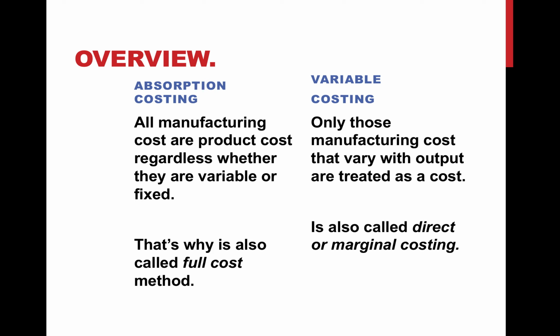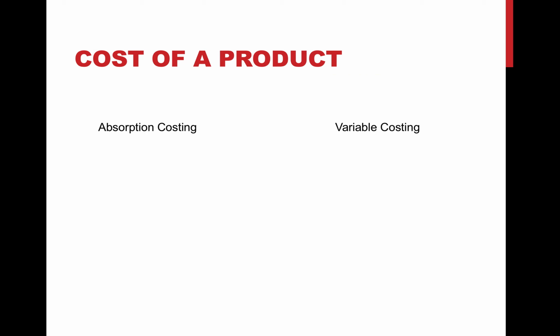Under variable costing, only those manufacturing costs that vary with output are treated as a product cost. That is also called direct or marginal costing. We have maybe heard direct costing, and direct costing is the same. It's only variable costs included into the product.